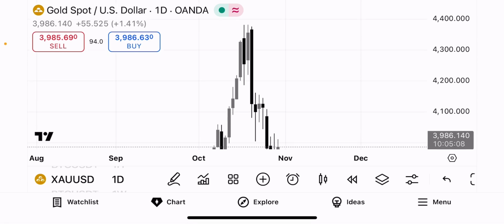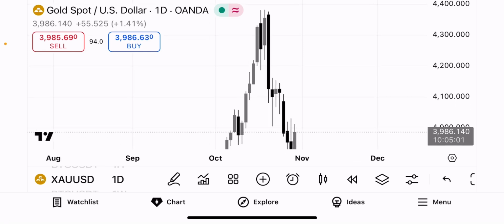So I'm going to be showing you how I mark trades and actually pick the right direction, and it's actually very simple. It doesn't take you a long time.